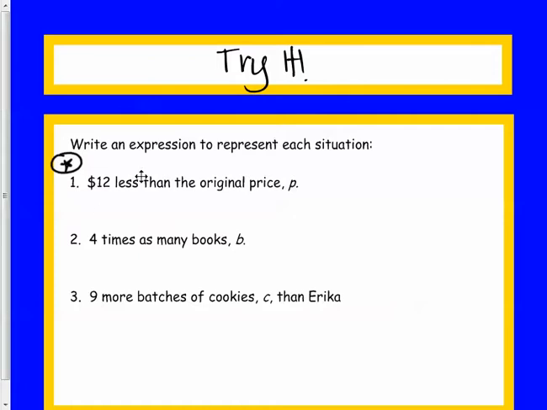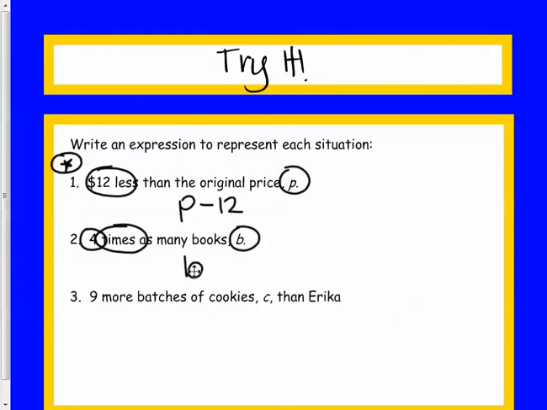Okay, the first step is to say 12 less. And then the original price is P. So it's P, and you are taking 12 away by subtracting because it's 12 less. Next, 4 times, that's multiplication, as many books, B. So B times 4. We can also write this the algebraic way, which is 4B.